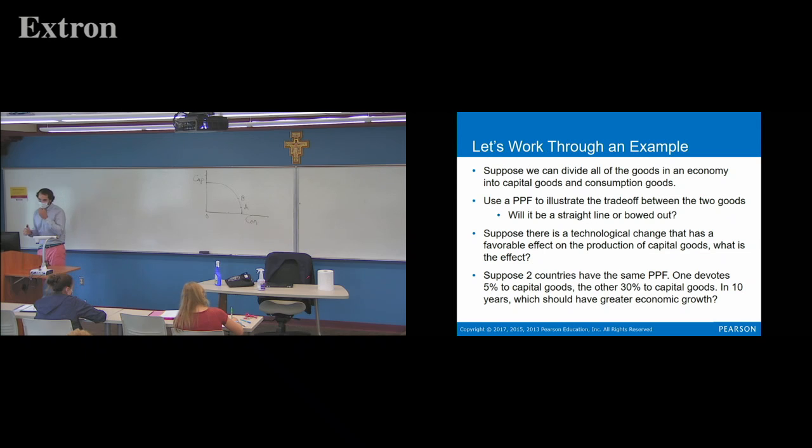So in 10 years, in the future, which country do we think is going to have greater economic growth? This is something we kind of hinted at before, but I don't think we've dug in too deeply. But it's a question in the chapter, so I wanted to talk about it.